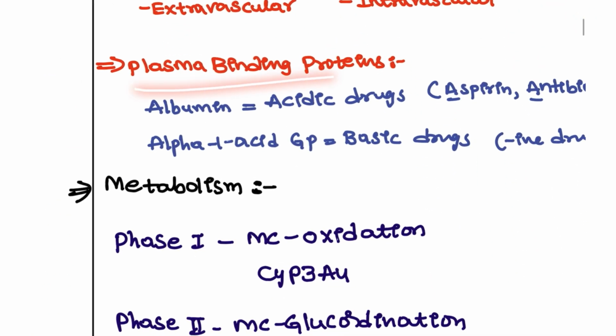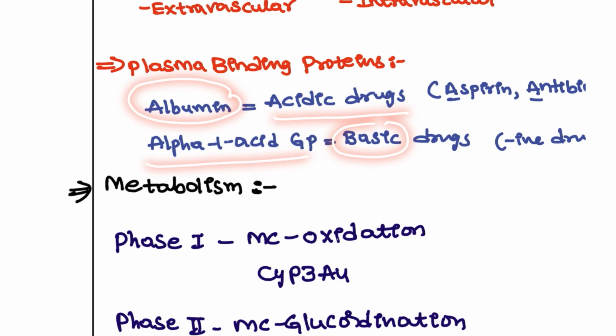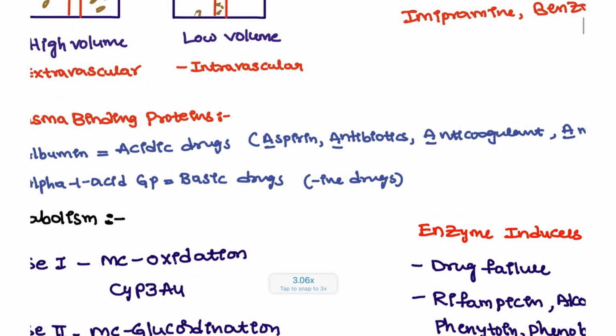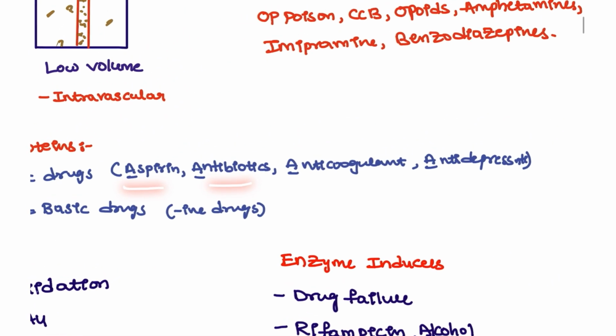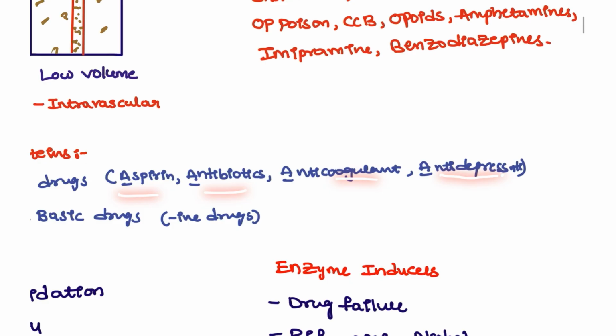Next, plasma binding proteins. Some important drugs, the acidic drugs, bind only to albumin, and some of the basic drugs bind to alpha 1 acid glycoprotein only. So what are the examples for albumin binding? Aspirin, antibiotics, anticoagulants, antipsychotics, and antidepressants.